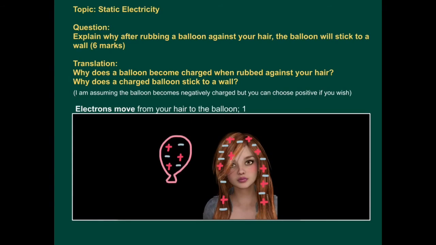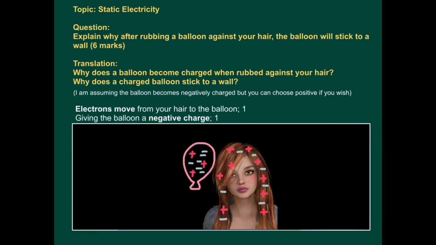So firstly, electrons will move from your hair to the balloon when you rub them together, like so. This gives the balloon a negative charge. So you can see before we rub the balloon, there was an equal balance of negative and positive charges. But after we rub the balloon against the hair, the electrons move from the hair to the balloon, because remember, electrons can move, but protons stay in the material. And now you can see there are more negative charges than positive charges, so the balloon becomes negatively charged.